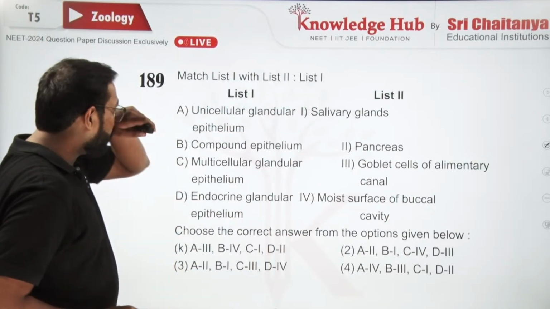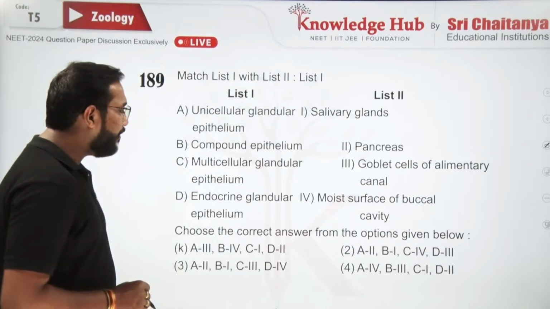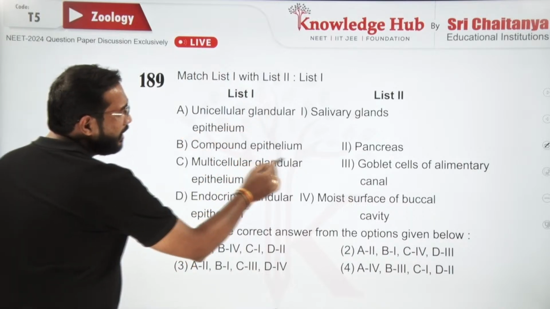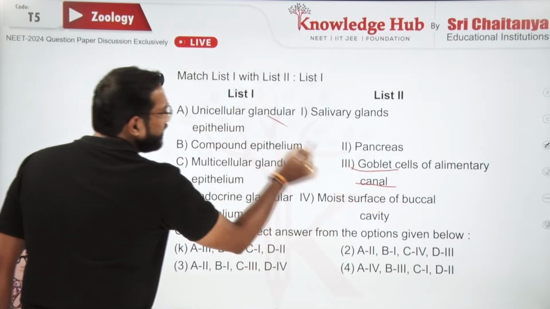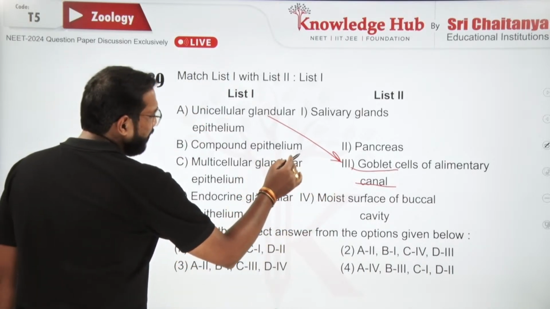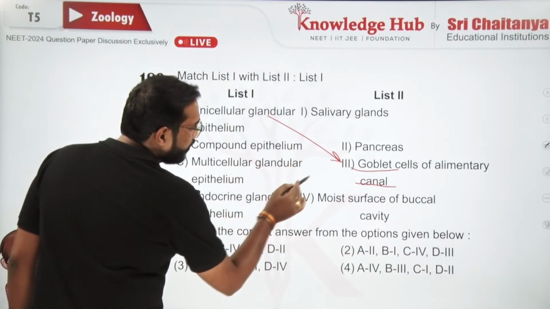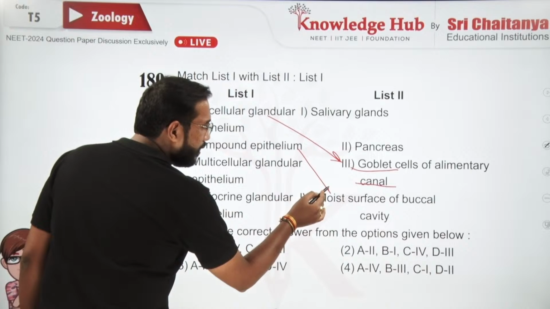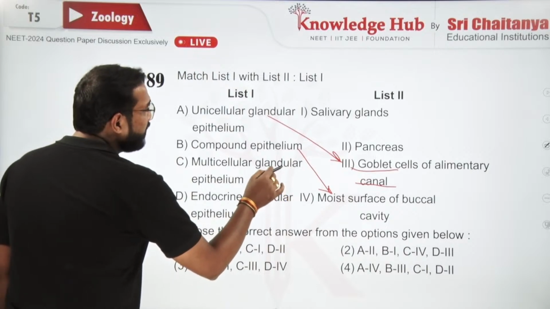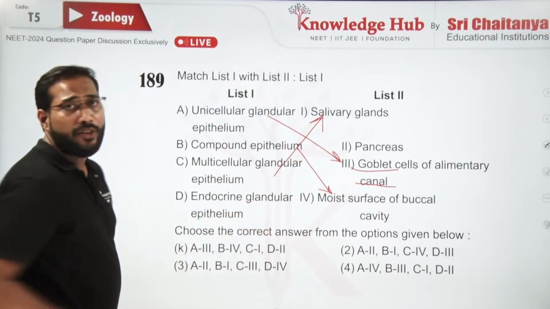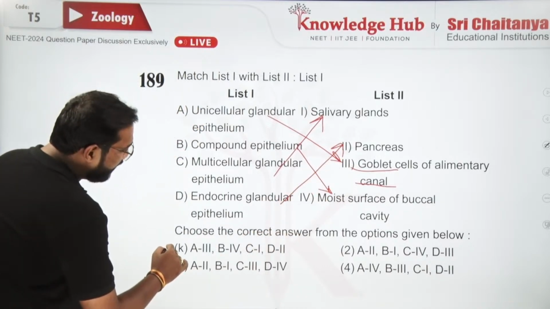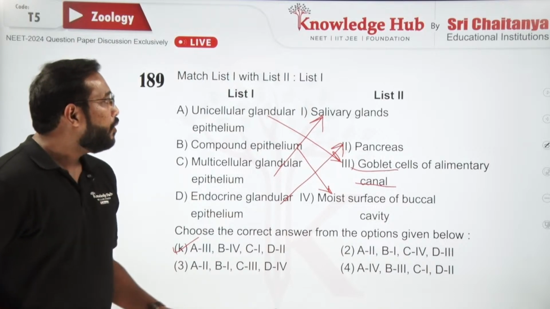Moving on, again we have a match the following question, right? A, unicellular glandular epithelium, goblet cells of alimentary canal. The goblet cells secrete mucus present in your alimentary canal, and they are unicellular in nature. Then you have B, compound epithelium, which is present on the moist surface of your buccal cavity. Then you have multicellular glandular epithelium, present in the salivary glands, and the endocrine glandular epithelium, which is present in the pancreas. Pancreas is an endocrine gland, right? So we have A3, B4, C1, D2, right? First option. Moving on to the next question.